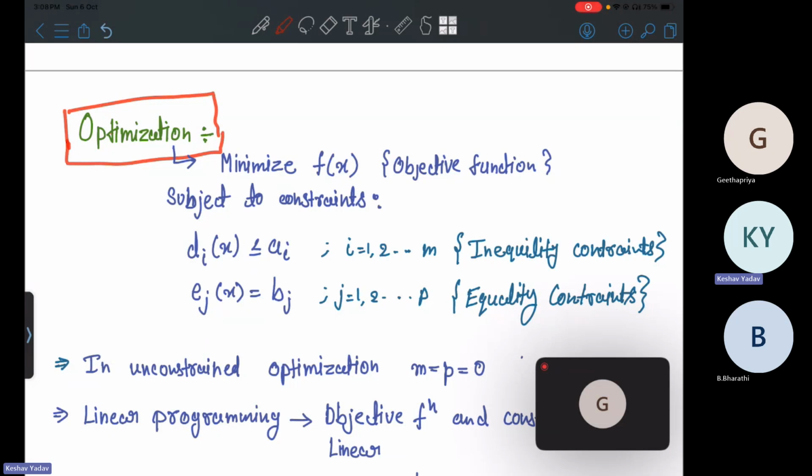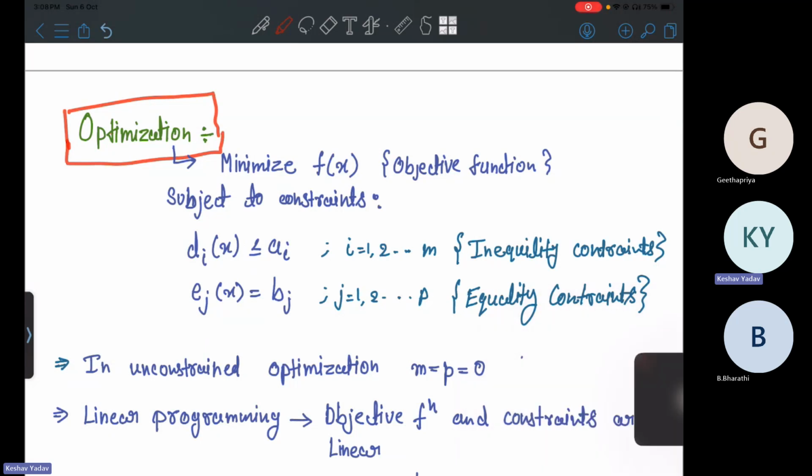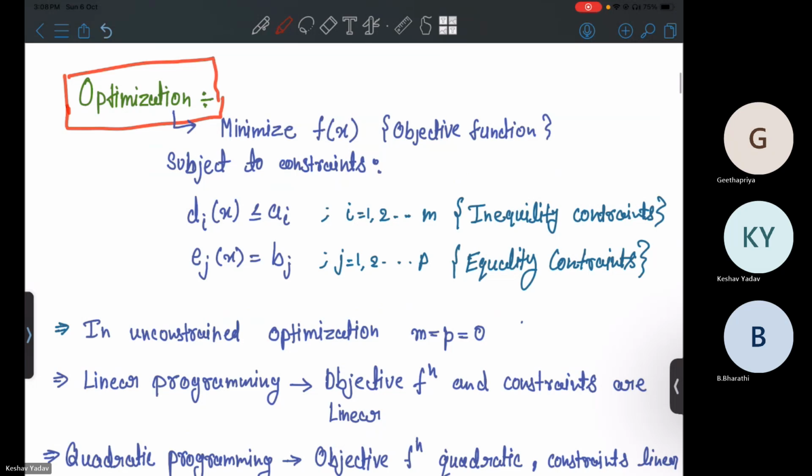So what we do in optimization is we wish to minimize a function f of x. It can be a multi-variable function, or it can be a single variable function, but here we are now considering a single variable function. We wish to minimize some function f, which is called the objective function, subject to some constraints.